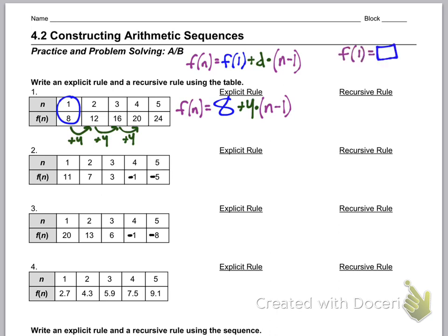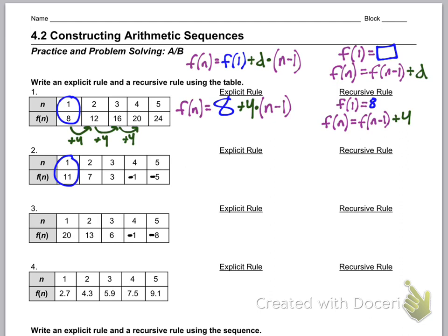For the recursive formula, recursive rule, we always need to say what f of 1 is, and we also need to write this down with the common difference. So notice that again they're color-coded, so our first step is 8, and we take the previous step and we always add 4 to it, so that's what that second line means. So there's the recursive rule.